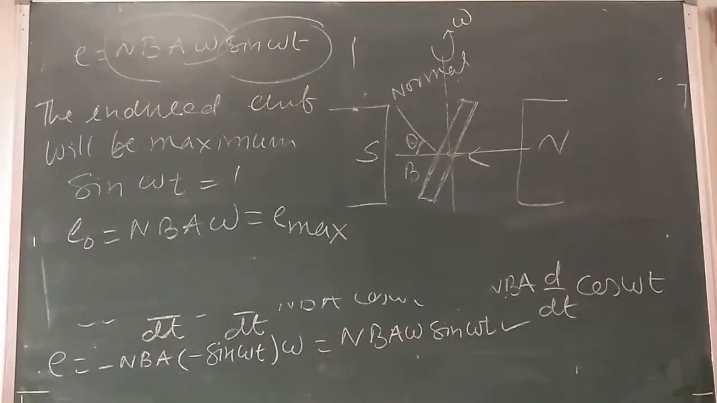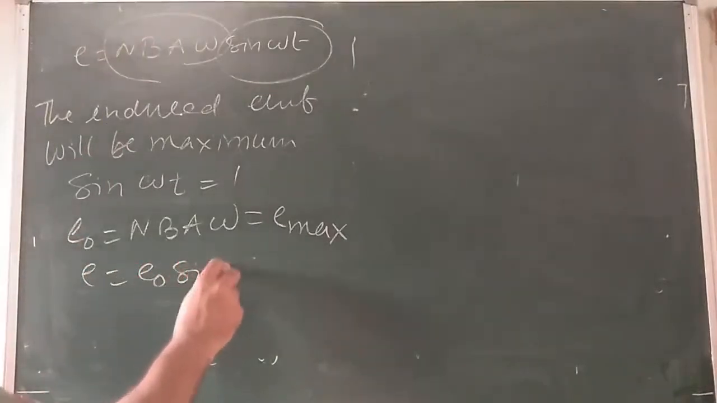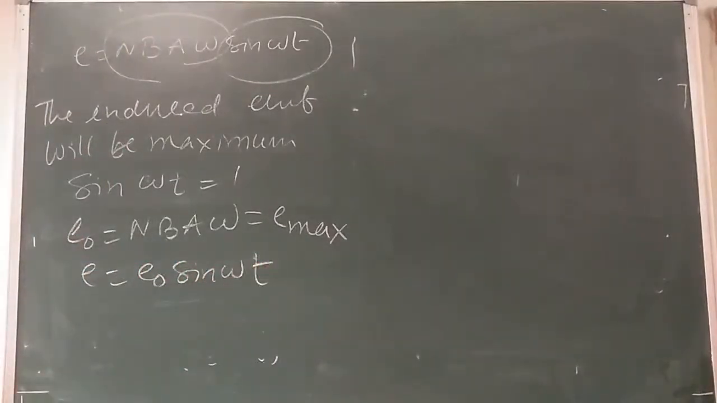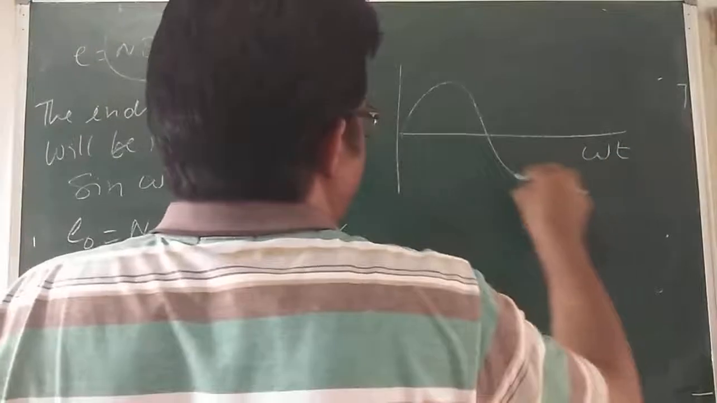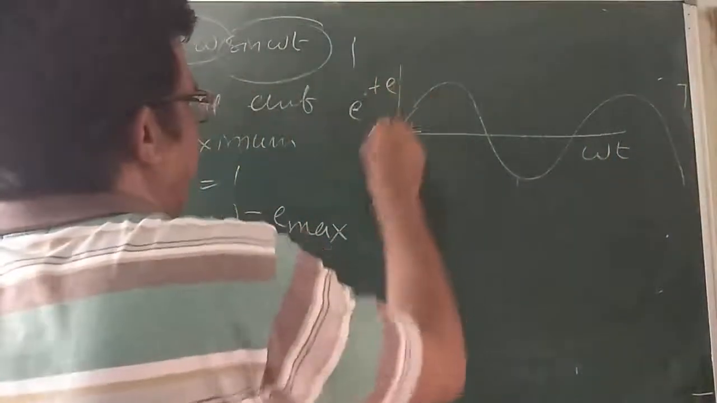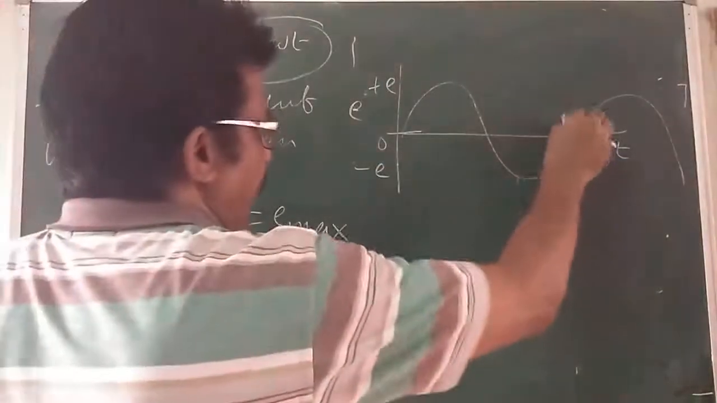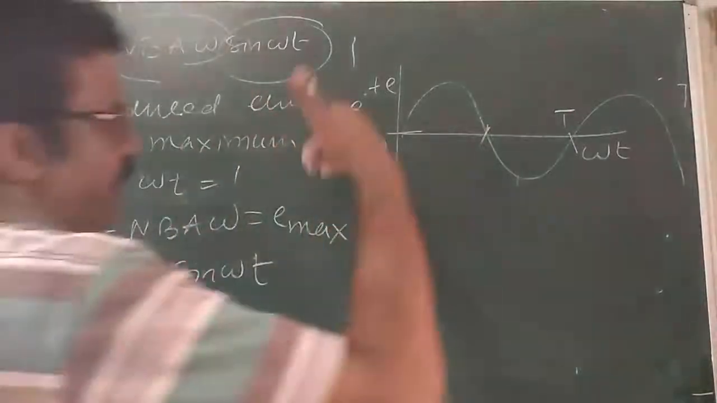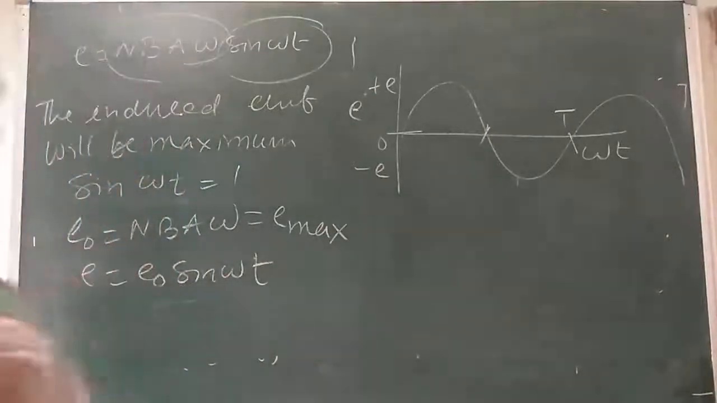So dear children, if I draw a graph in between E and t, you put here, E comes out to be E naught sin omega t. So I can draw a graph of E and omega t. It is something like this. Here is plus E and here is minus E. Here is a complete time period. It is half of the time period. It changes its direction continuously. This is the function and working of the AC generator.